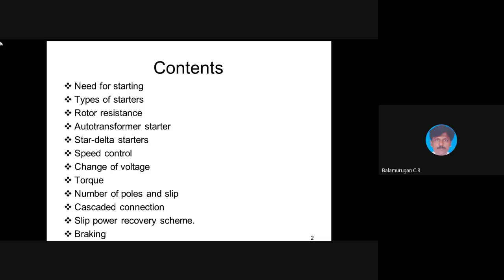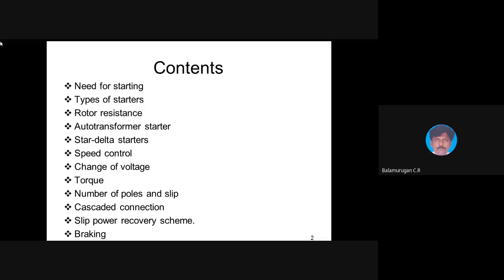So these are the three needs for the starter. One is to limit the starting current, second is to protect the motor from overload, and the third is single phasing. If one phase is not available, the three-phase motor will not run on two phases. During that condition, the excess current will be sensed and that will break the circuit. That is the arrangement. These protection circuits will be available in the starters.